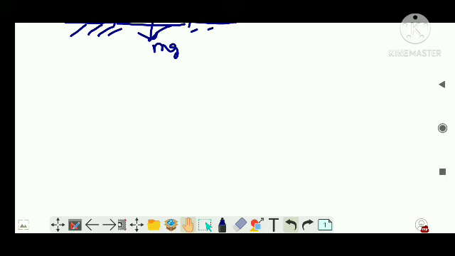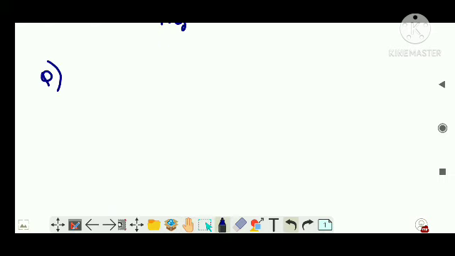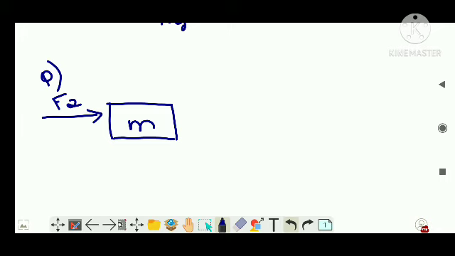Now the next question. Let's say this is a mass, and two forces are acting: F1, and there is an acceleration like this. Okay, let me tell you there's a question.